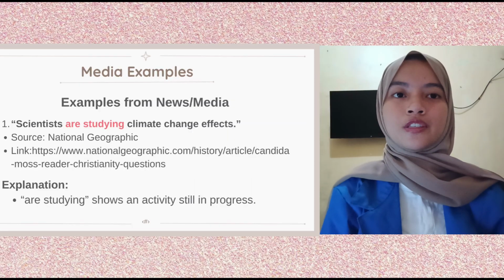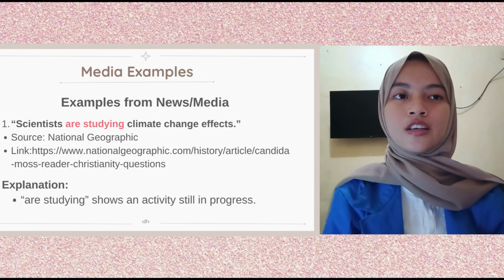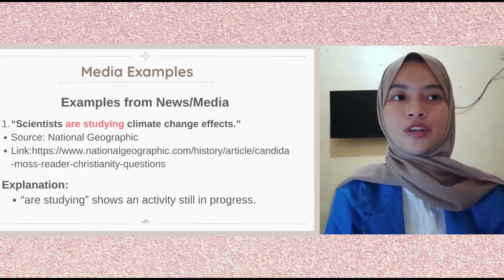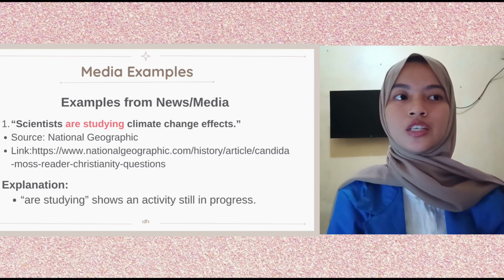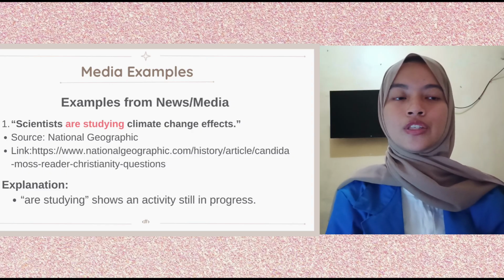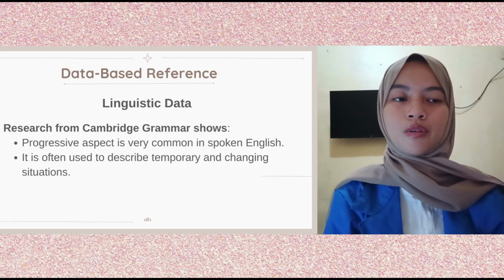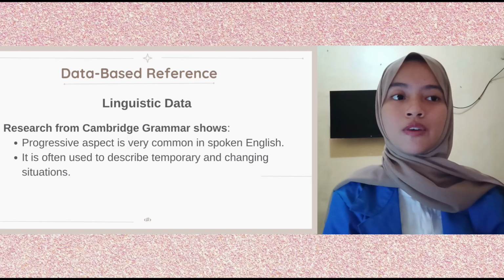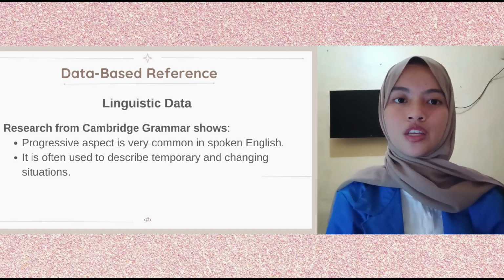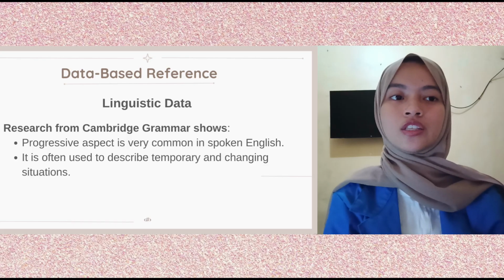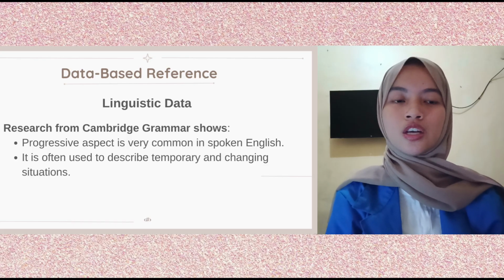The media example says, "Scientists are studying climate change effects." The phrase "are studying" uses the present progressive tense because the activity is still in progress. This example shows how the progressive aspect is used in news and scientific discussions. Research from Cambridge Grammar shows that the progressive aspect is very common in spoken English. People often use it to describe temporary activities and situations that are changing over time.